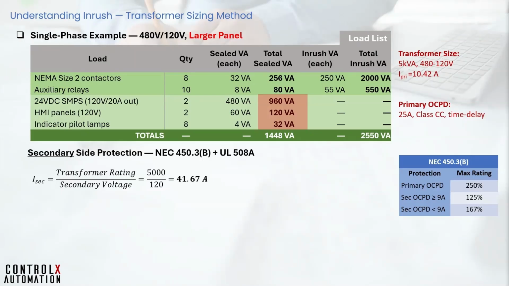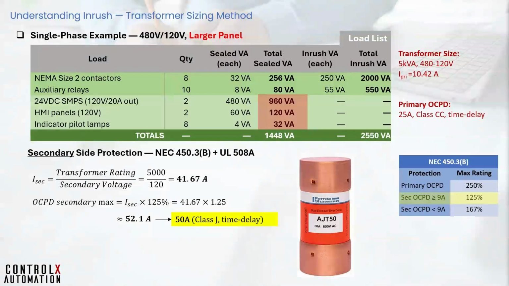Similarly, we calculate the secondary current. From NEC 450.3(B), we use the 125% multiplier since our calculated secondary current exceeds 9 amps, and we get the maximum secondary fuse size. Finally, we pick the closest standard fuse size. Here I chose a 50 amp Class J time delay fuse.